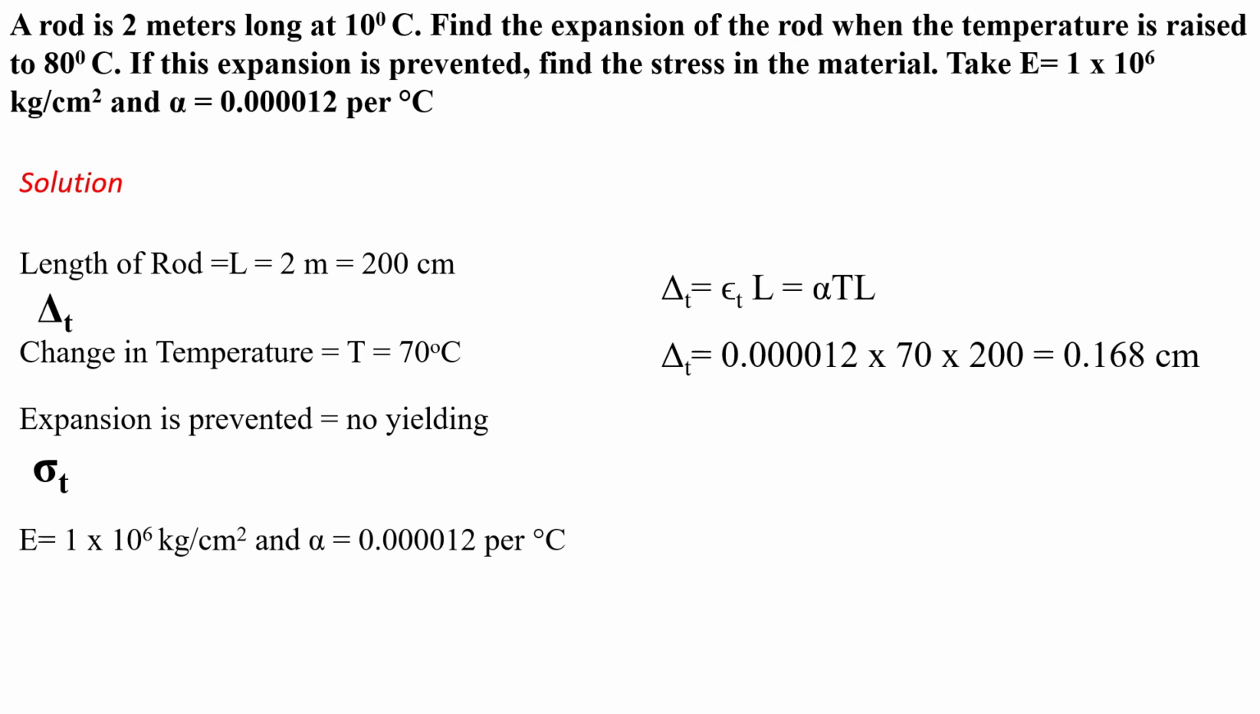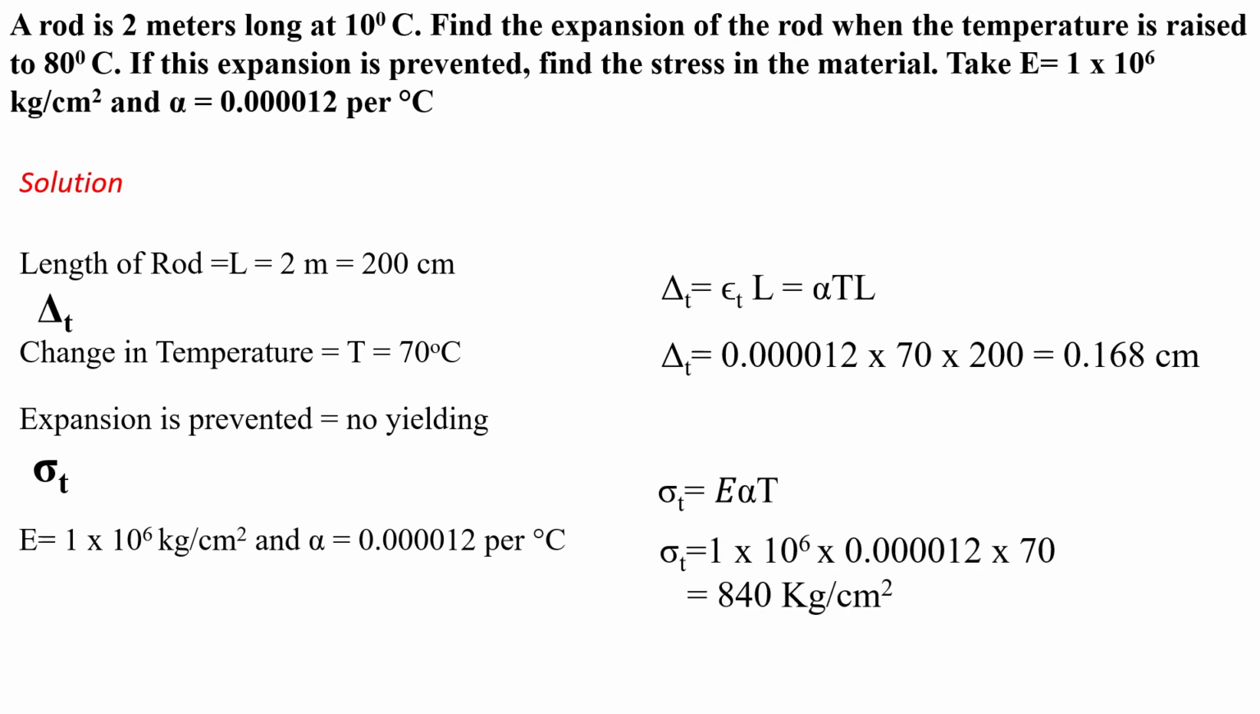Next we have to determine the stresses, that is sigma T. We know the expression sigma T equals E alpha T. We know the E value, alpha value and T value. Then the stress value becomes sigma T equals 1 into 10 to the power of 6 into 0.000012 into 70, so the value becomes 840 kg per centimeter square. So these are the example problems for temperature stresses, and thank you.